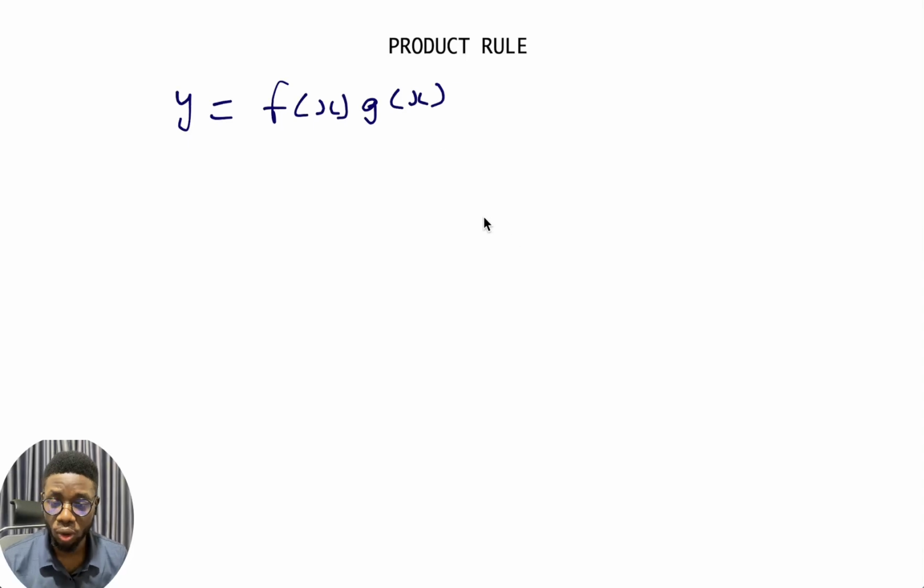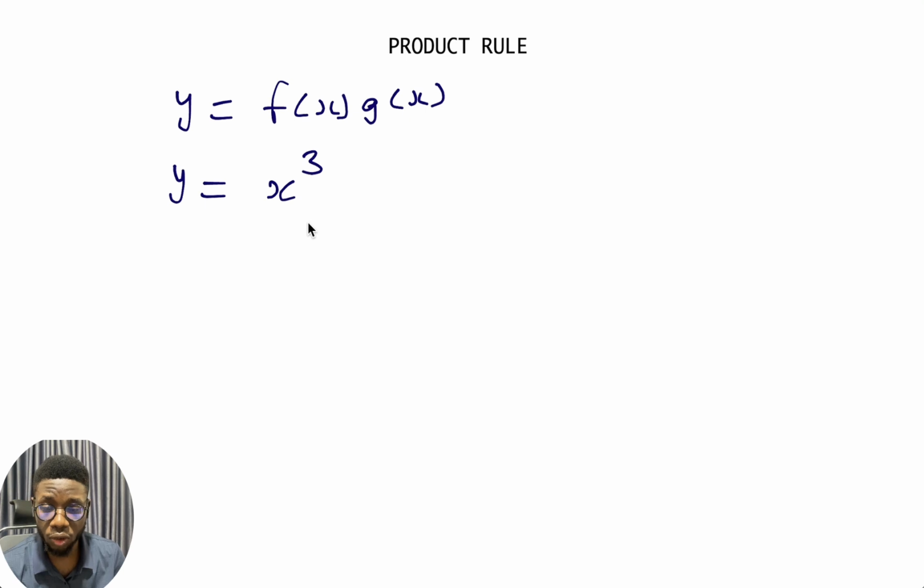What is the product rule and when do we use the product rule? Whenever you have a function of this nature, y equals f of x multiplied by g of x, of course you can have as many products as you like, but let me start with just the product of two functions. For example, let's say I have a function y equals x raised to the power of 3.